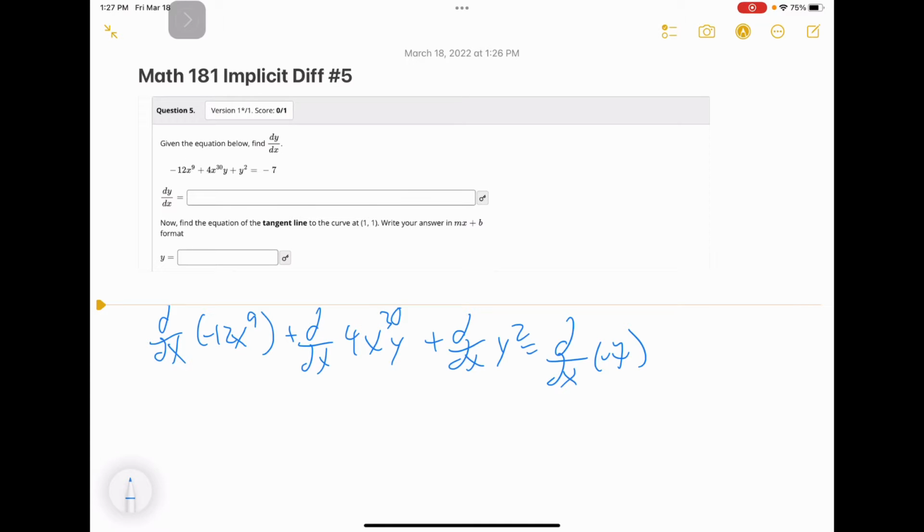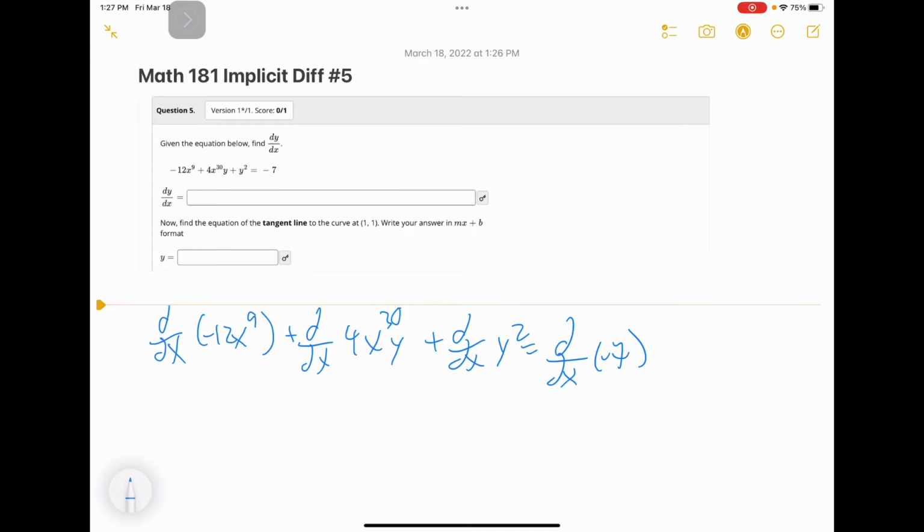Okay, we're doing implicit differentiation number 5 from the homework. It's important to copy these down right because this is my second go since I copied it down wrong the first time. We have negative 12x to the 9th plus 4x to the 30th times y plus y squared equals negative 7. When I did it before, I forgot the 0 on the 30.